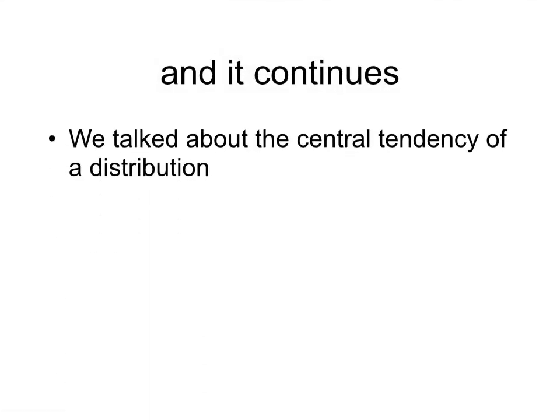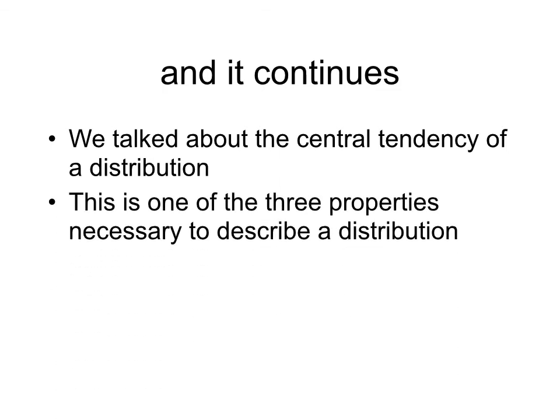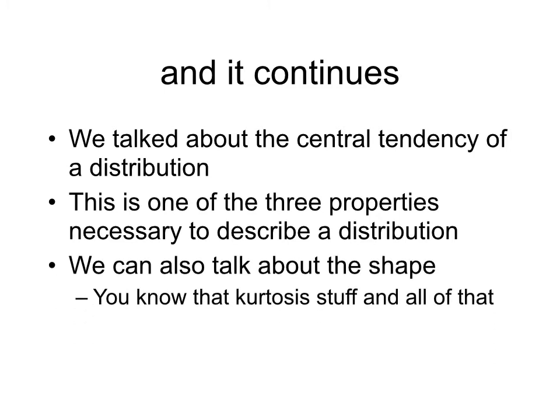Okay. So I talked about central tendency a little bit, really one of the three properties to describe a distribution of scores. A distribution or a data set, let's call it a data set if you want, like a batch of numbers. I don't care what you want to call it. Central tendency was the median, for example. We also know it's the mean and the mode. We can also talk about shape. That's that kurtosis and all that. Kurtosis and skewness and kurtoskewness. Other words I'm now making up.